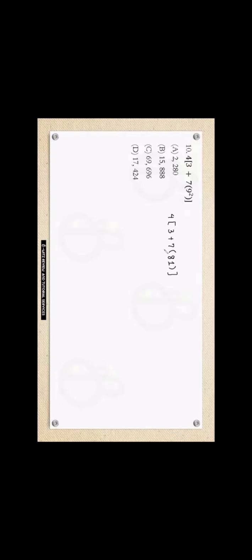Then multiplication comes first before addition. So we will have here 3 plus multiplying 7 and 81 will actually give us 567. Adding them will give us 570. Finally, multiplying the two numbers here, 4 and 570, will give us 2,280, which is letter A.